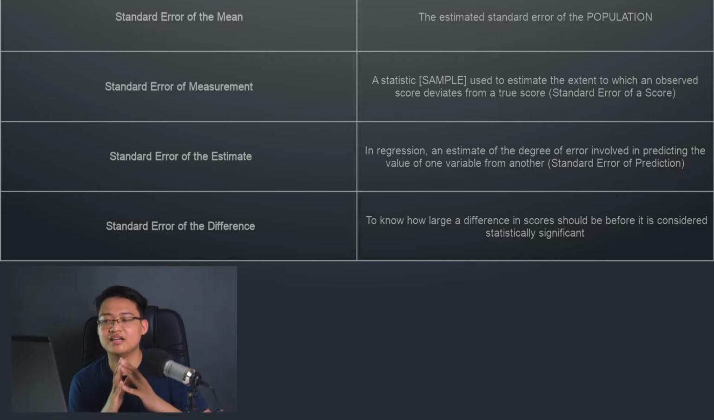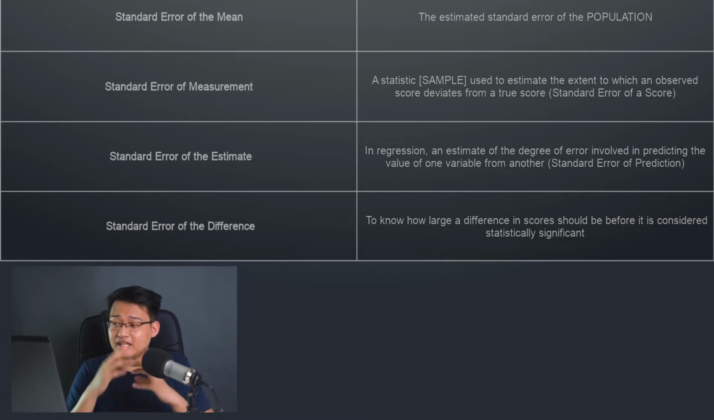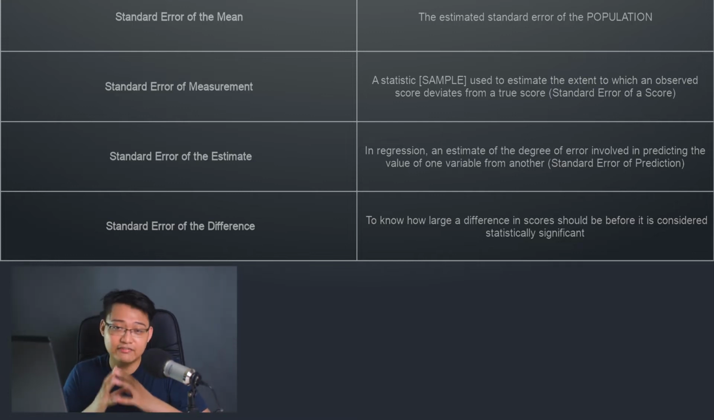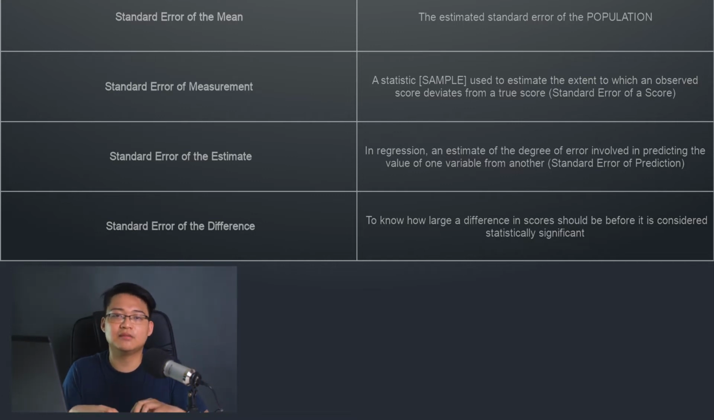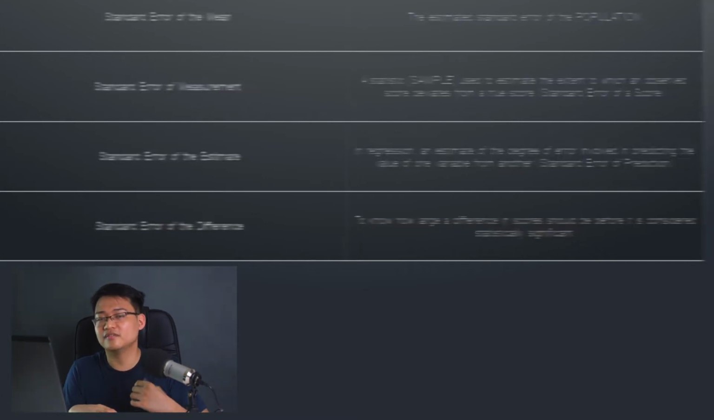And then, of course, standard error of the difference. That is how large a difference should be before it is considered statistically significant. We talked about that in number 1, and that's the standard error of the difference.